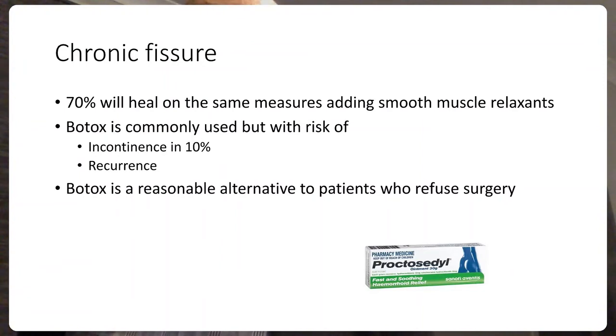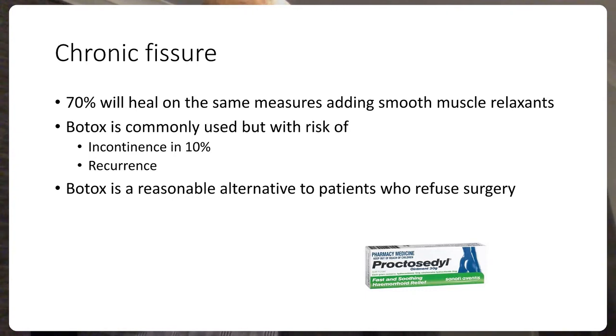The addition of smooth muscle relaxant has been shown to lead to healing of the anal fissures in about 70% of patients. The results are probably better with the Botox, but the Botox has got a small risk, and the risk that happens with it is incontinence to gas, and that's usually temporary though. And the other problem is that if the patient remains constipated, then we have the long-term recurrence.